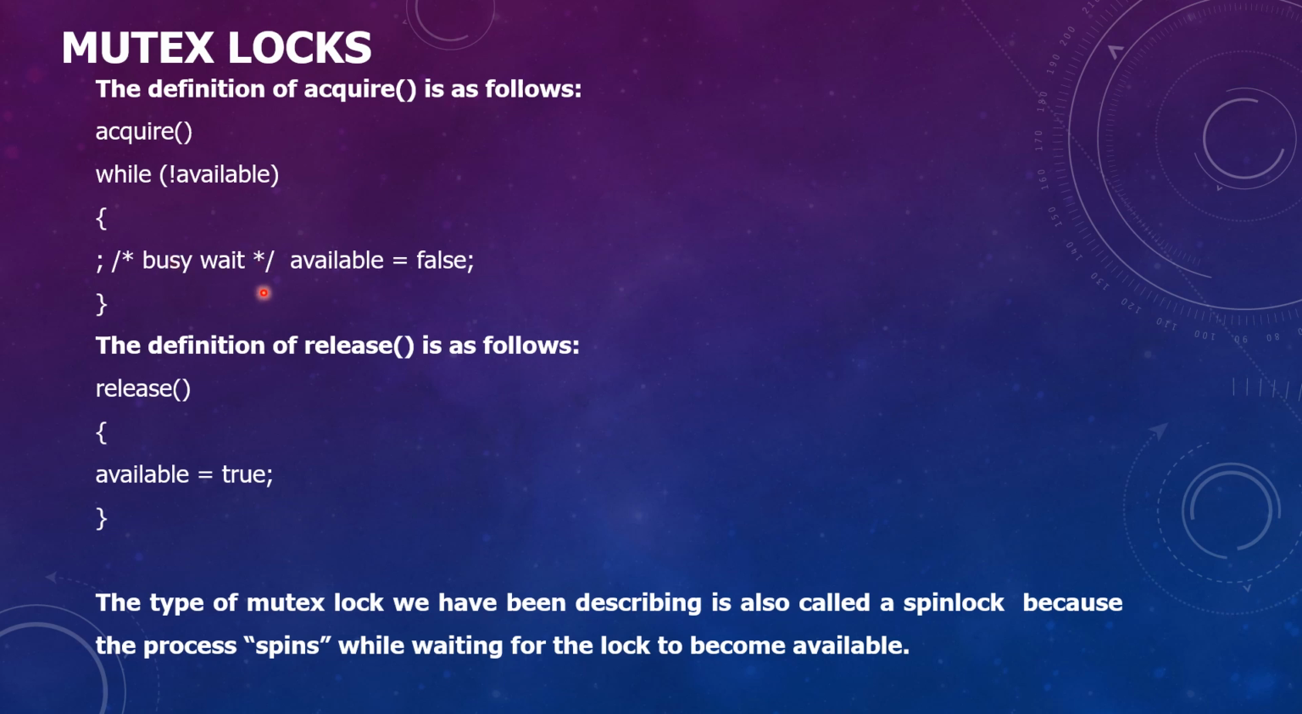In that case, the lock is acquired by the process. So the lock is not available currently, so available is false.